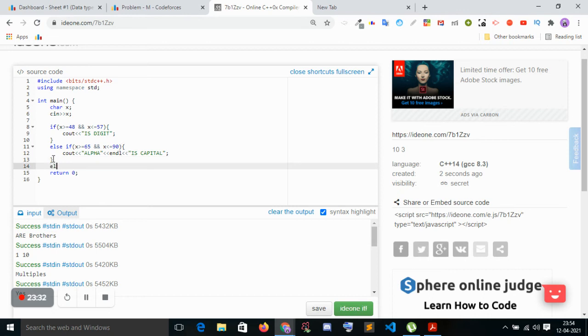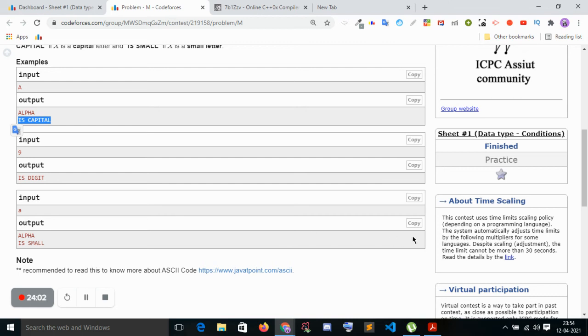And if it is not, else you can check even else if X less than equal to 97 and X less than equal to 122. So cout, I will copy it, cout alpha and is not capital is small. Okay, is small.